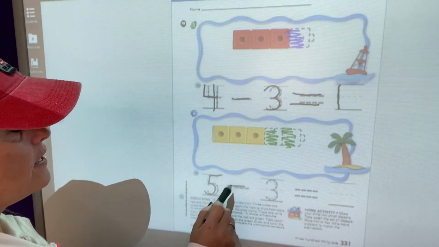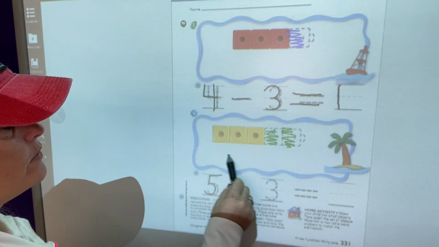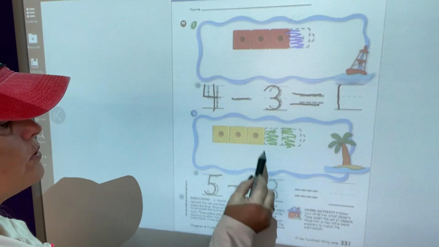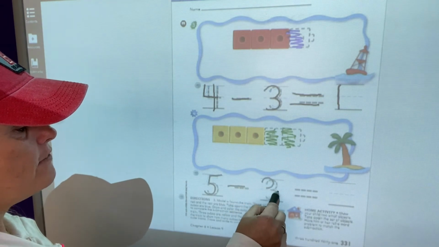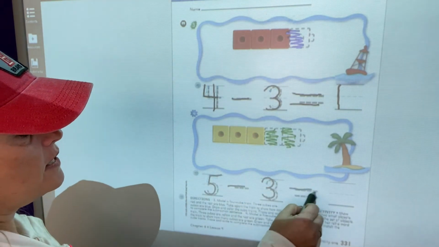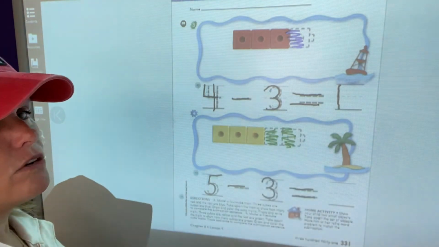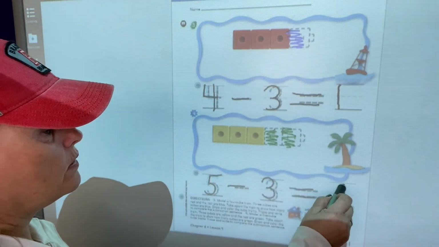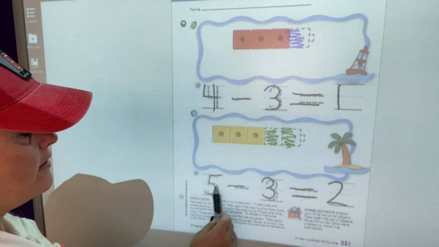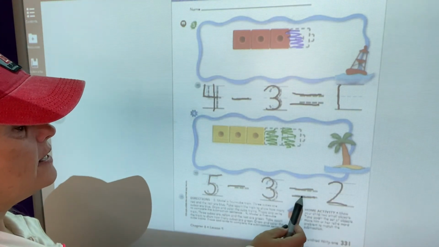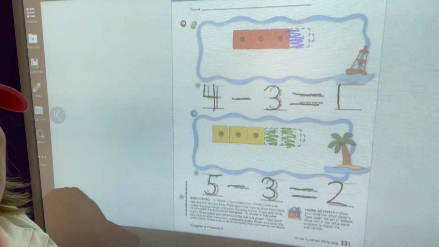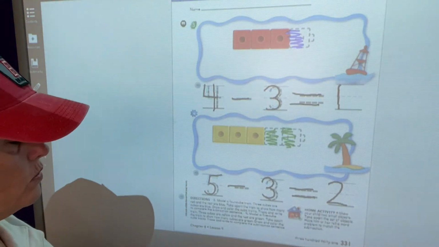We're going to take away all of the yellows. How many yellows are there? 1, 2, 3. 5 minus 3 equals how many greens are left? 1, 2. So 5 minus 3 equals 2. 5 minus 3 equals 2.